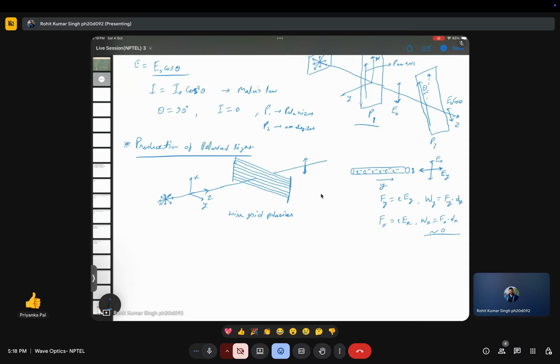And so this electric field that is in the y direction is used up in this work. Okay. And so what remains is only the Ex. And so this electromagnetic wave now has only the x component of electric field, so it is polarized. Okay, so this is the basic concept of polarization. It's a very simple device.